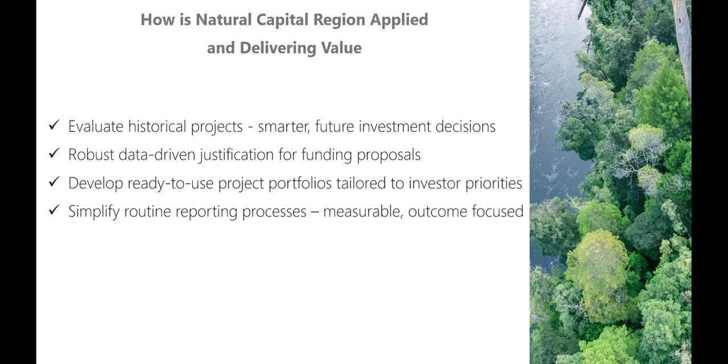The other one is just simplifying routine reporting processes. So ensuring you've got quantifiable, measurable, outcome-focused reporting. And one quote was that it was saving in the order of 20 hours per quarter per report. So if you have to report 20 projects, I guess that's sort of 200 hours. And I think that's important that I set that context. And that's the sort of obvious question that a CEO asks: well, what's the value proposition for this? So that's it, no more slides.